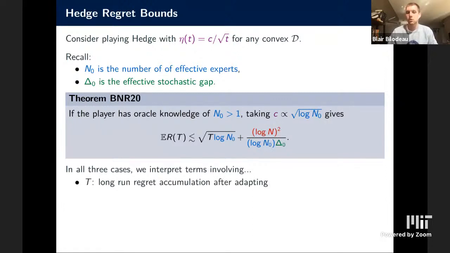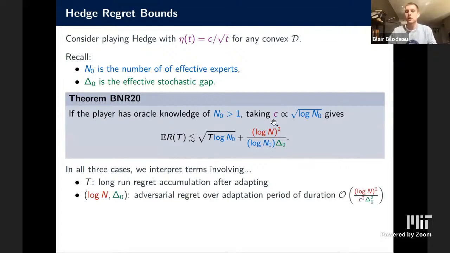What this T corresponds to is that after some amount of time, the algorithm is going to adapt, or maybe not adapt to the setting, but try to adapt. And then it's going to incur regret growing in this long-run sense. That's what these square root T terms correspond to. And then there are also these extra terms which have this delta 0 and n dependence. And this is basically how long the adaptation period will last.